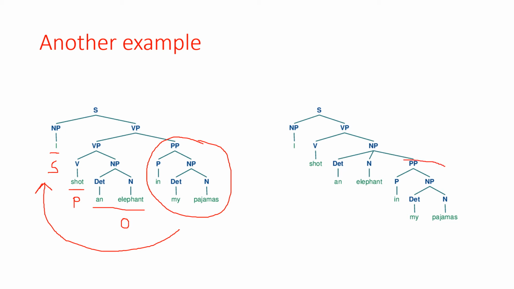And then if we compare it with this right tree, we can notice that according to the structure of this noun phrase, which consists of a determiner, a noun, and a prepositional phrase, we can conclude that this prepositional phrase refers to the elephant. So the elephant was in my pajamas while I shot him. So we can notice the difference between these two interpretations. Also, I can see here that there is a slight mistake. My is not a determiner, rather it is a pronoun.